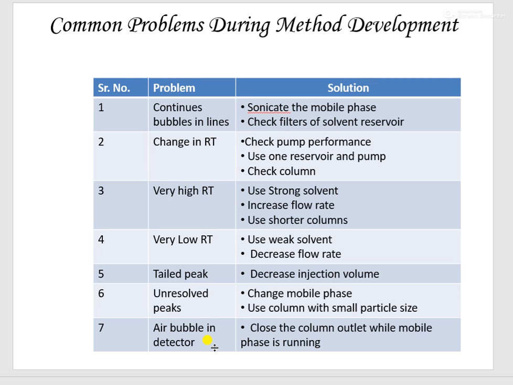Air bubble in detector. Sometimes it may happen that an air bubble may get stuck at the point of detector, and you will get a continuous pattern in the baseline. So how will you remove that? You have to start the pump, and you have to close the column outlet. So what will happen, from both the ends the pressure will be created, and the bubble will be broken. So you can remove that air bubble from the detector.